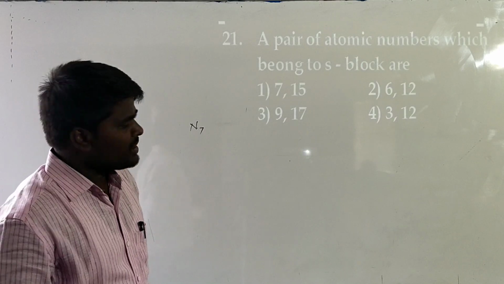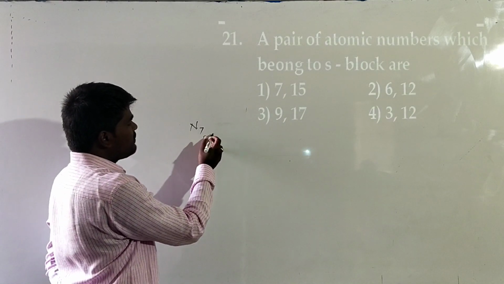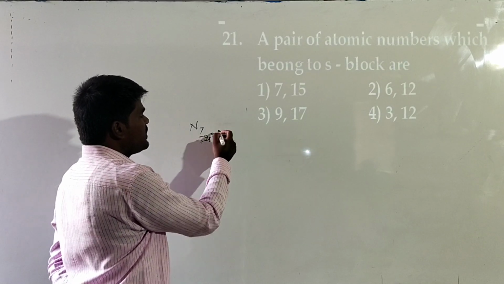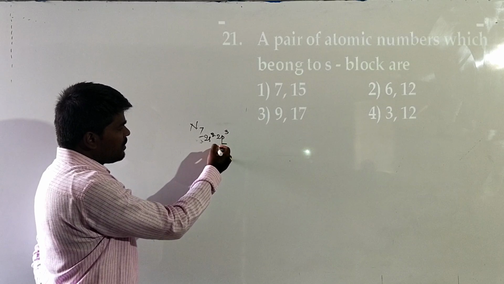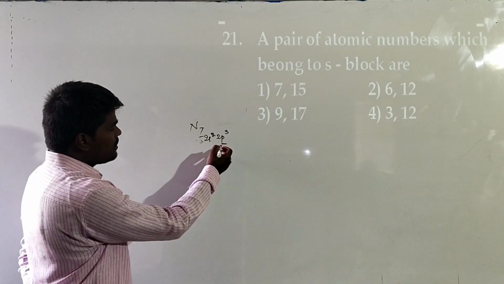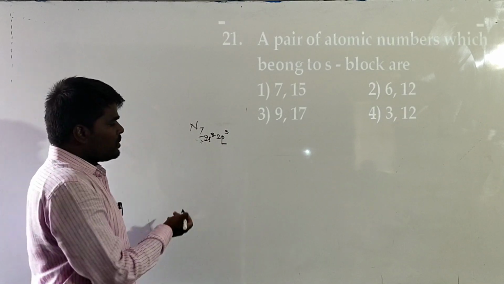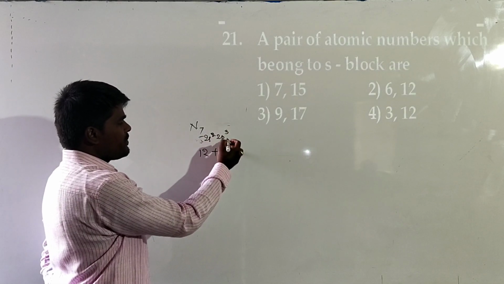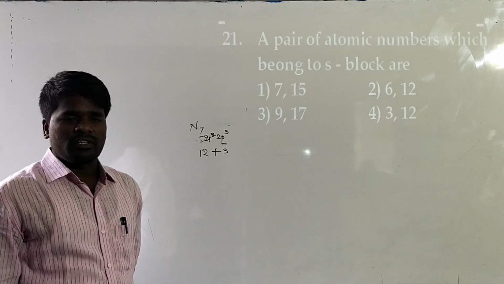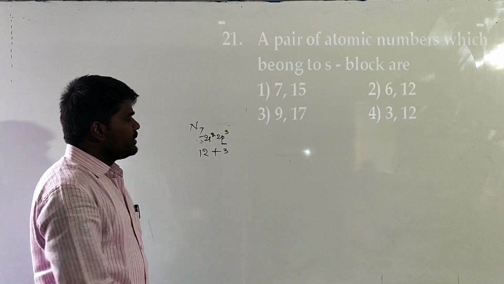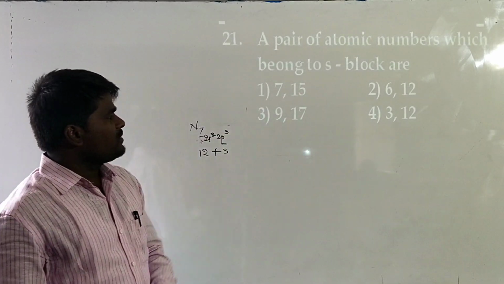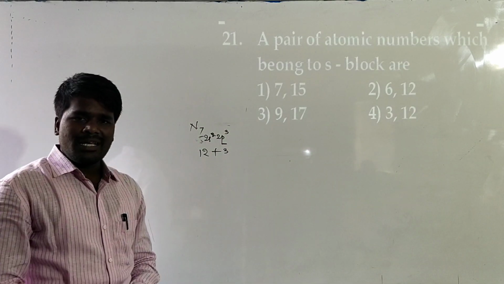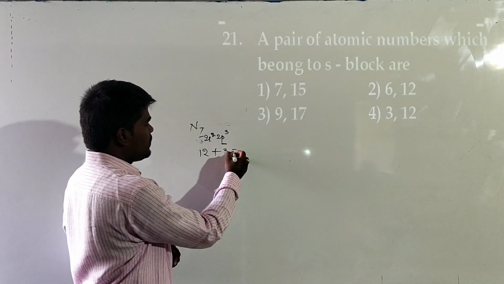How to decide the block? From the valence electronic configuration. What is the valence electronic configuration? It will be 2s2, 2p3. So it belongs to the p block. And what is the group number? How to identify the group number? It is p block, so 12 plus the number of electrons in p. It will be 15. So it is not an element of the s block. And what about this 15? This will be phosphorus, which also belongs to the same group, that is the 15th group.